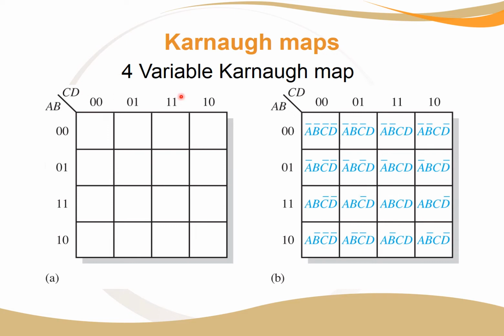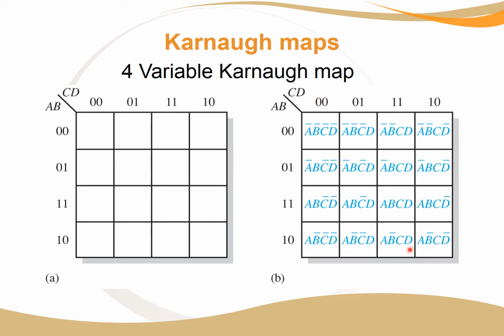We number it the exact same way as the 3 variable map, in the Gray code formula: 0 0, 0 1, 1 1, and 1 0. And then the mapping is exactly the same. Do you understand it? Here we have 1, 1, 1, 1, so all these will be A, B, C, D. And here we have all zeros, so it'll be A not, B not, C not, D not.